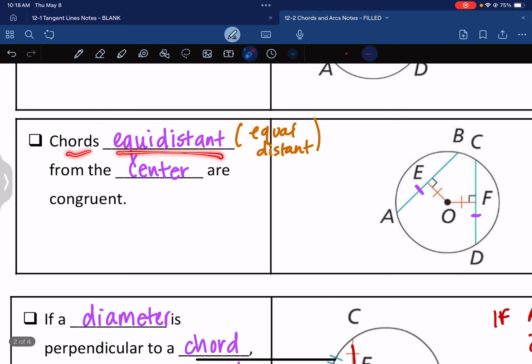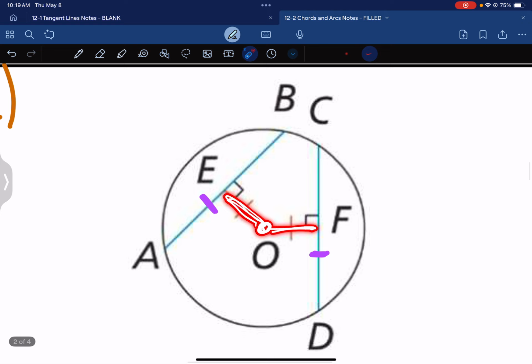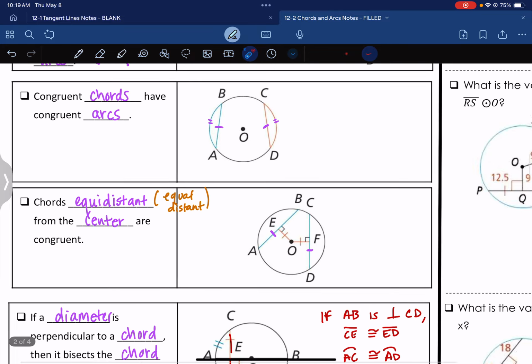All right, next one. Chords equidistant, meaning chords that are equal distance from the center, are congruent. So let's say I have this circle right here. Chords that are equidistant from the center. So what that means is if we take this chord and this chord, notice how they're the same distance away from my center. Here's my center. Well, they're saying that these two pieces are congruent. So that means this chord and this chord are the same distance away. Tells us this and this are equal.